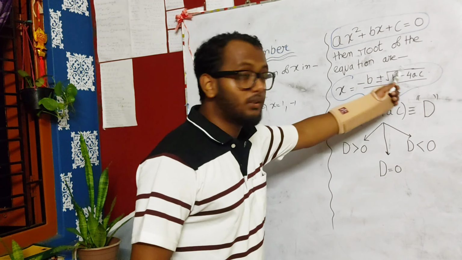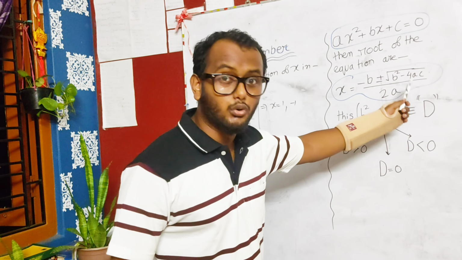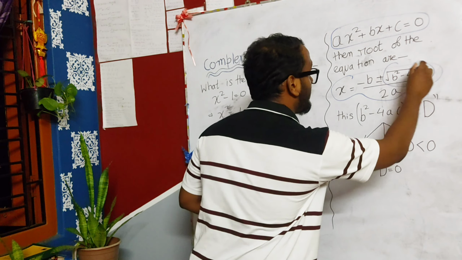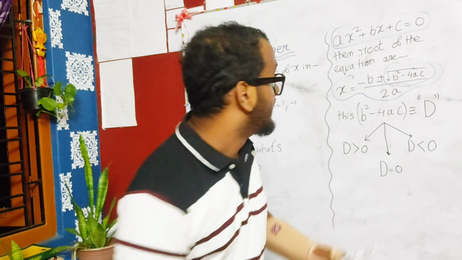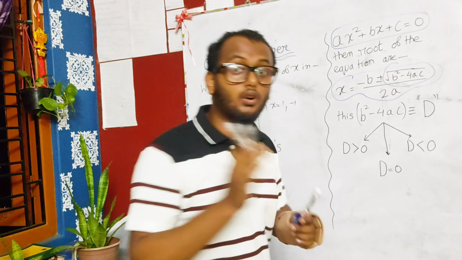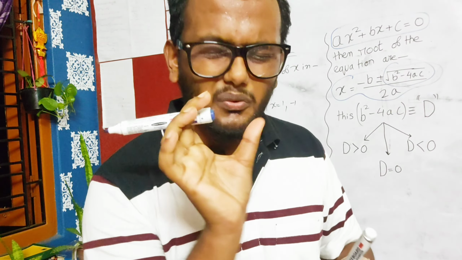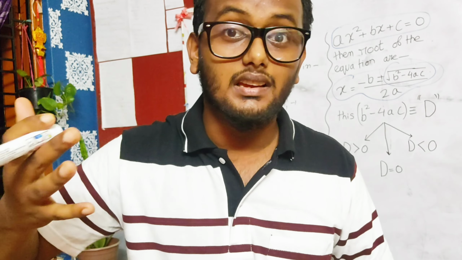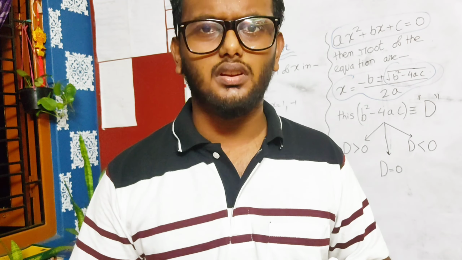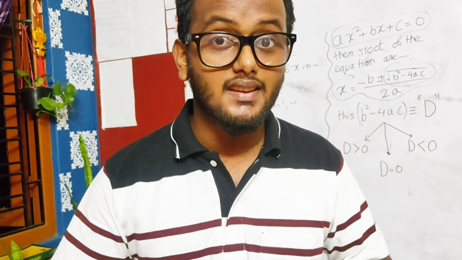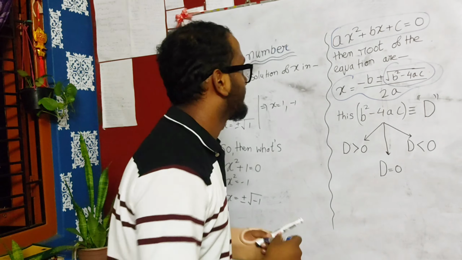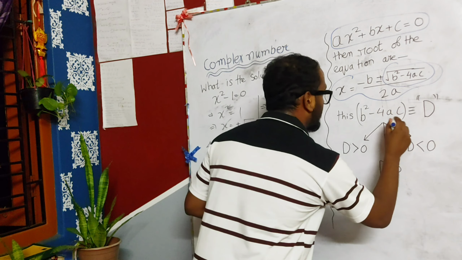But we know this one: the root of x, in that, this part b square minus 4ac. This b square minus 4ac, we call d. We are just naming this b square minus 4ac as d. Is there a special use for this one? Yes, there is a very special use for this one. This b square minus 4ac is equal to d.